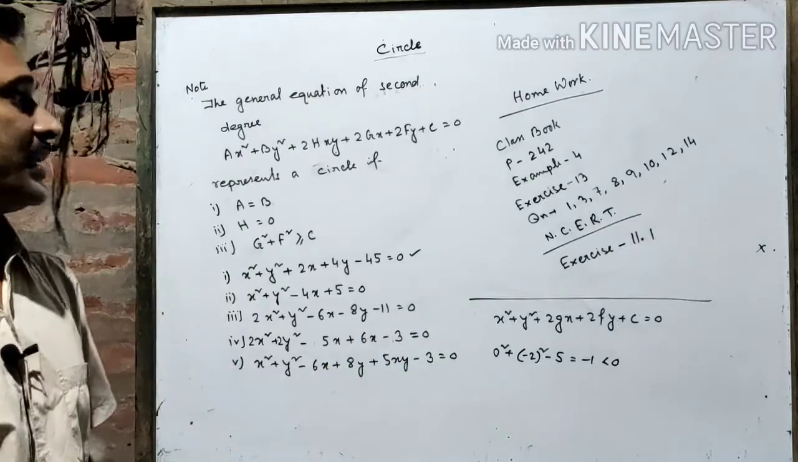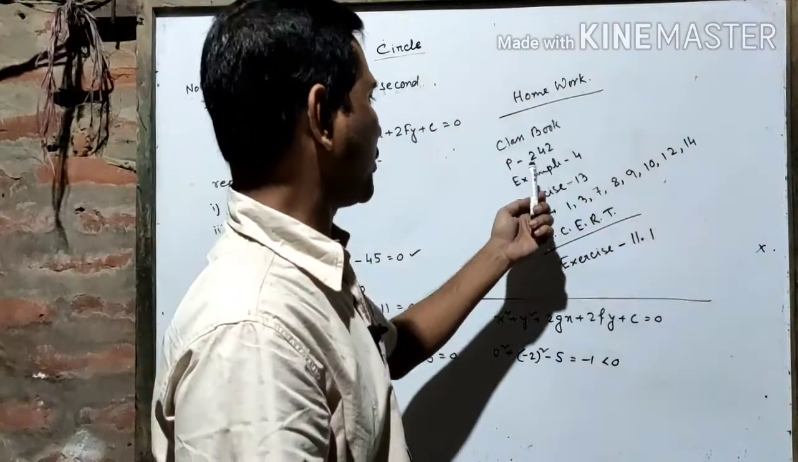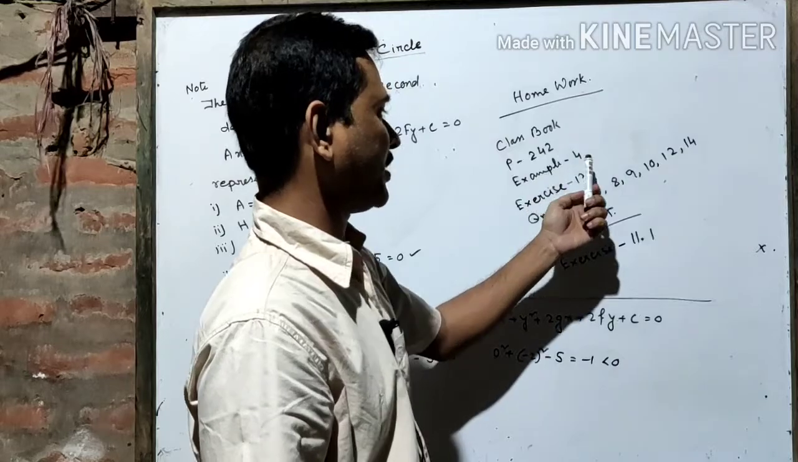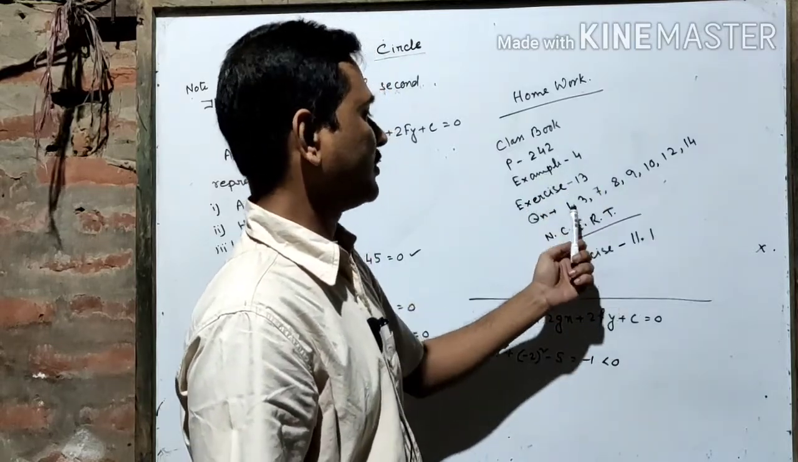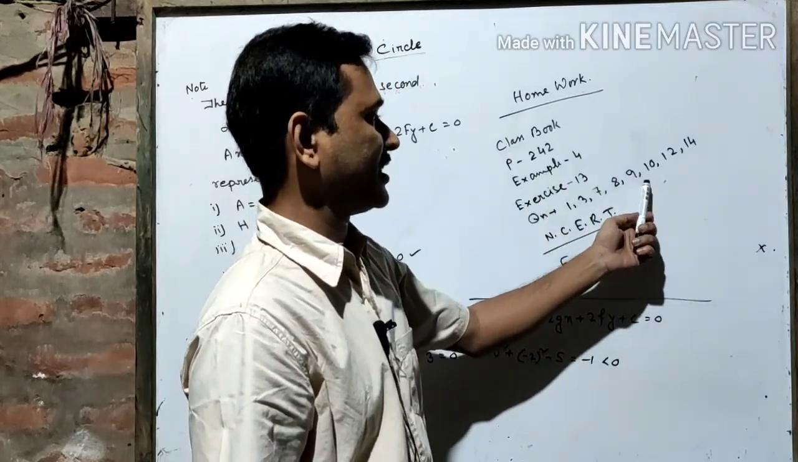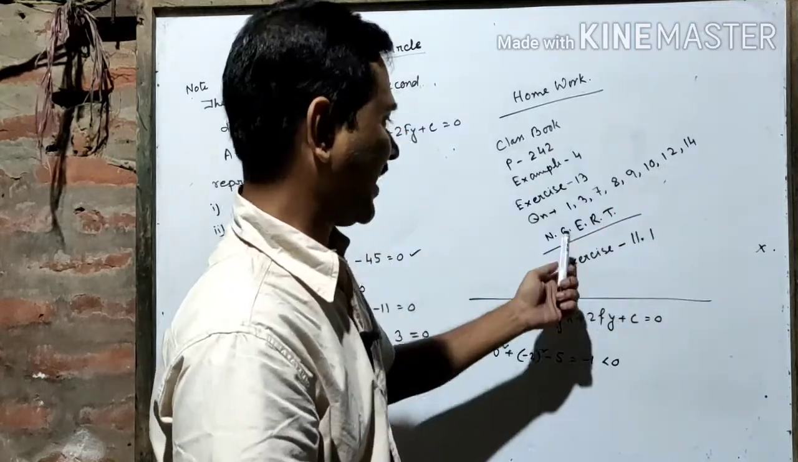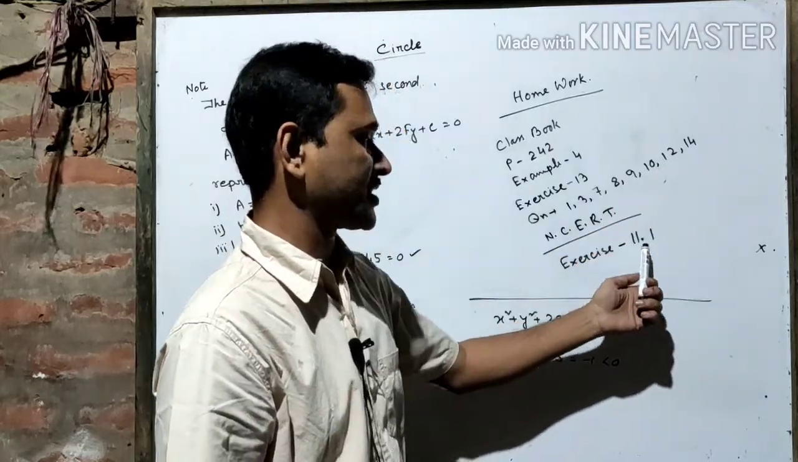Okay, now the homework time. From the class book, page 242, example number 4, exercise 13, question numbers 1, 3, 7, 8, 9, 10, 12, 14, and from the NCERT book you are to solve exercise 11.1.